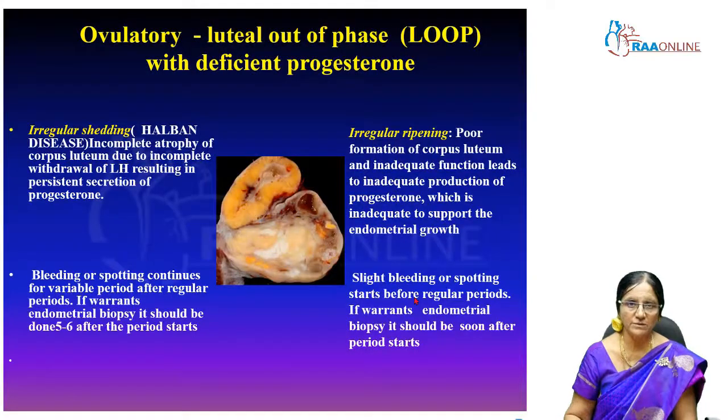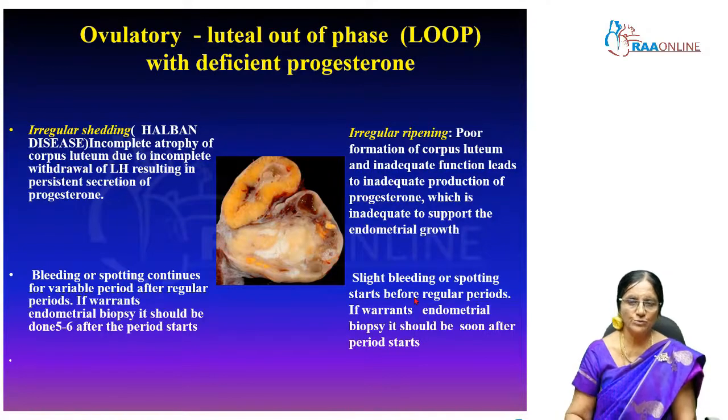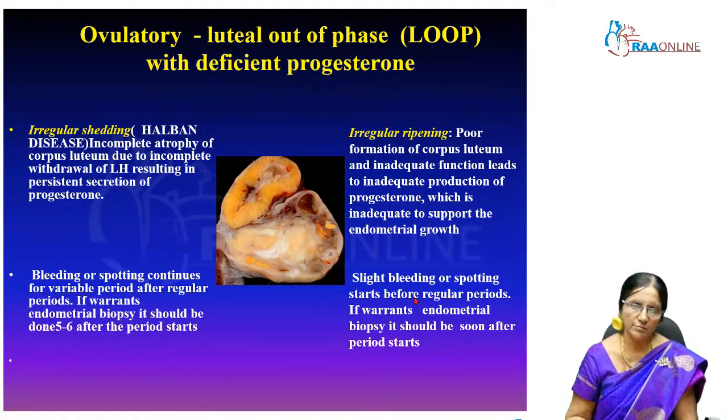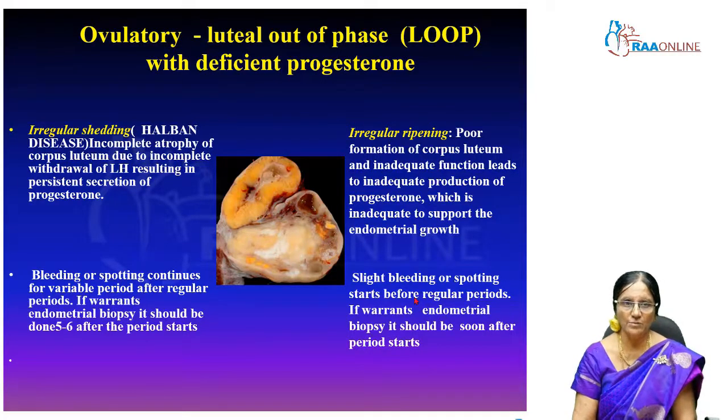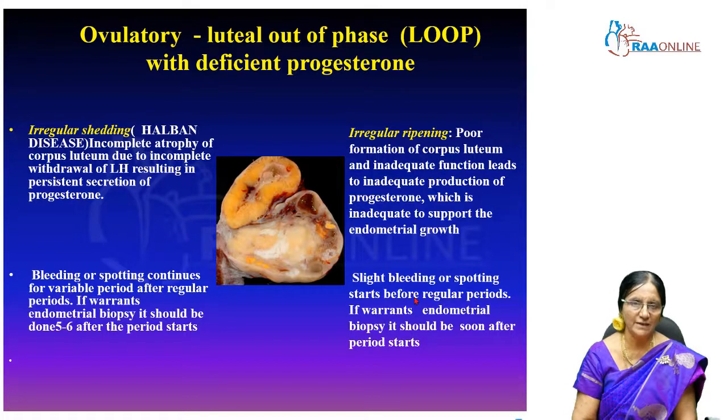Another common ovulatory dysfunction is called LOOP, that is, luteal out of phase. See, in the menstrual cycle, we have a follicular phase and a luteal phase. When the luteal phase is out of phase, it is called LOOP, when there is deficient progesterone. It can be of two varieties. Halban's disease is irregular shedding, with incomplete atrophy of the corpus luteum due to incomplete withdrawal of LH, resulting in persistent secretion of progesterone.